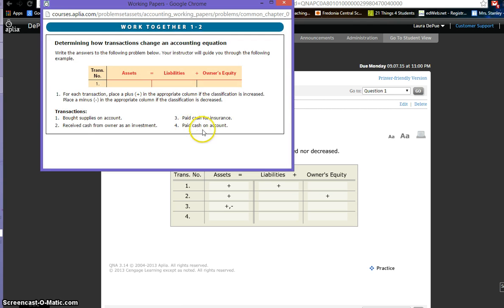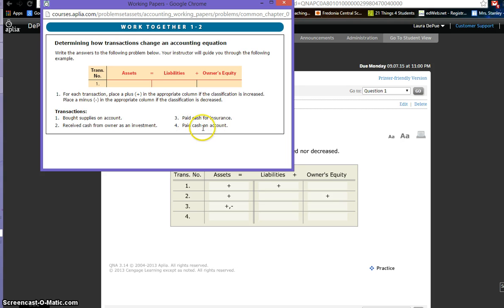The fourth one, paid cash on account. So this kind of goes back to this transaction. We bought supplies on account previously, and now we want to pay some of this bill. So just like if you went out and used your credit card at Macy's and bought some shirts, you got them a month ago, but now you need to pay that bill as it comes in. So we're paying this cash on this account, or this bill that we owe.